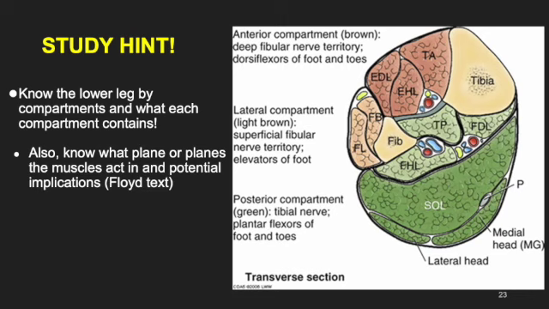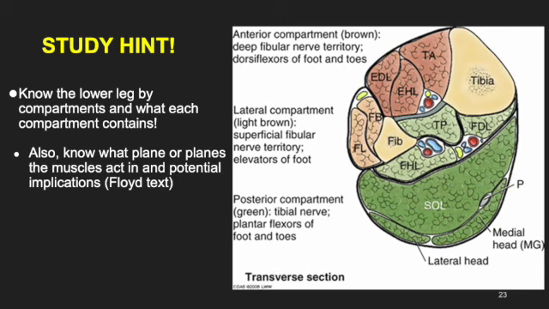Now, taking a look at a little study hint here. Again, look at the sections, look at the different colors, because all that's going to really play into what those compartments are and also the contents of those compartments. Understand that. So as you are studying this material, start really asking yourself, okay, I'm in the anterior compartment. What do I know about it? Boom, I know these things. I know that deep peroneal nerve innervates it. I know that they're primarily dorsiflexors.